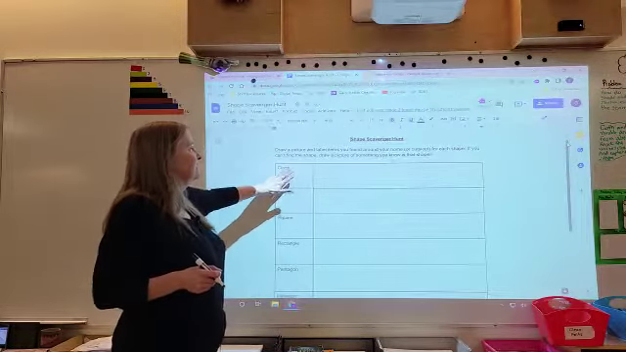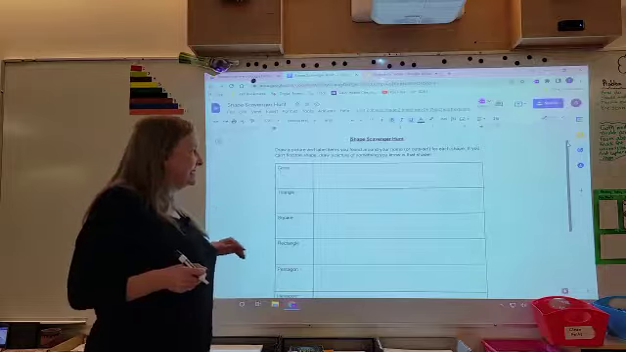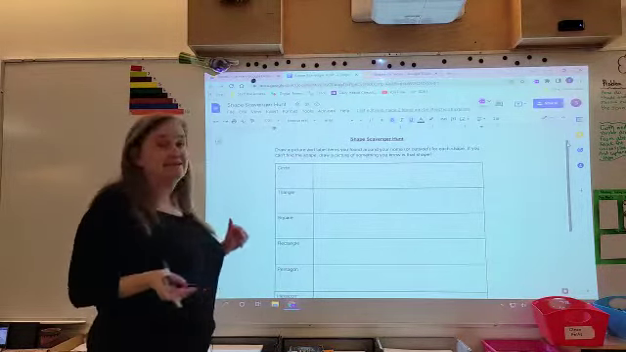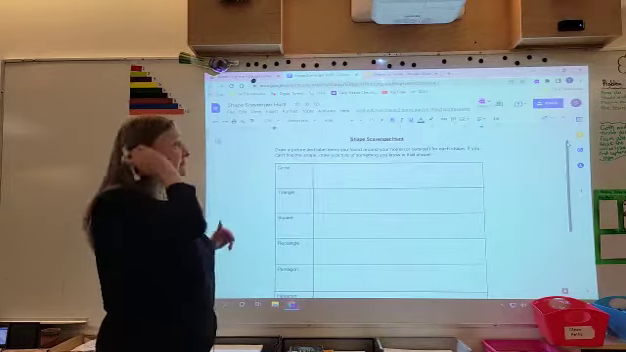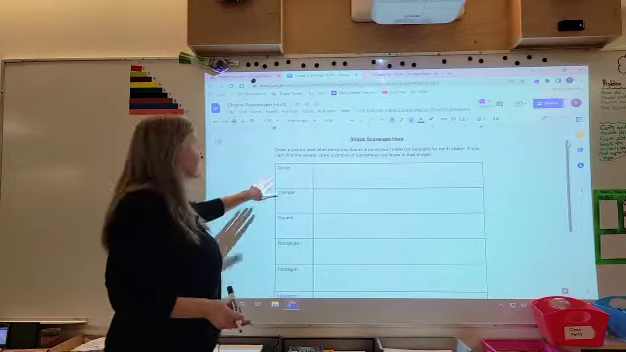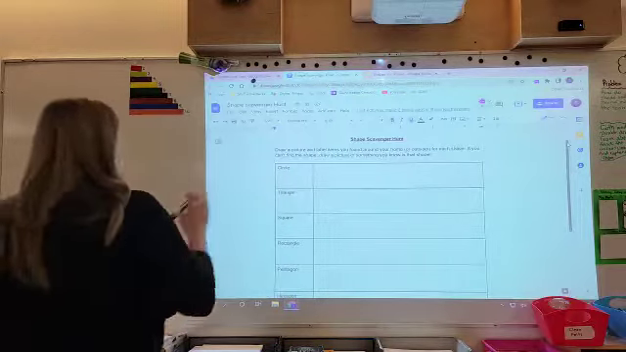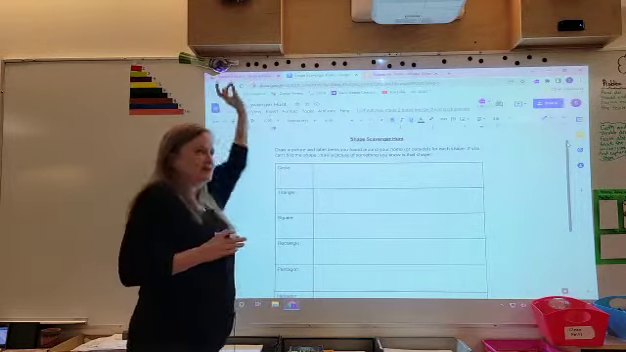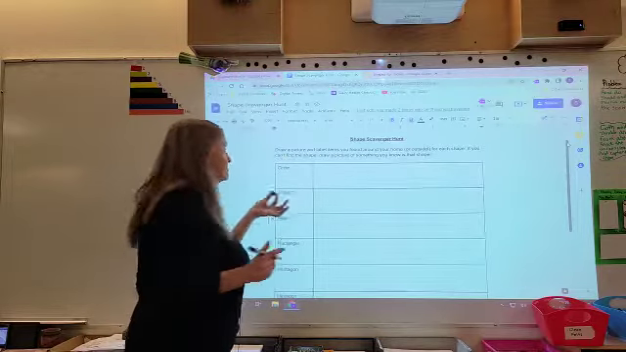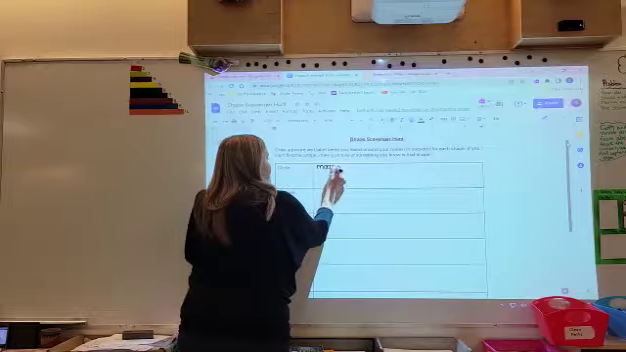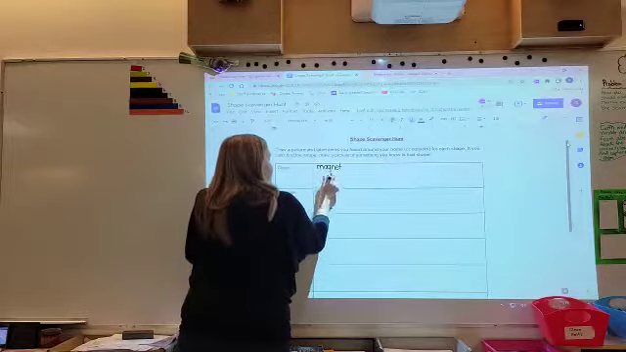You can see here it says draw a picture and label the items you find around your home or outside for each shape. If you can't find the shape, draw a picture of something you know is that shape. So for instance, we start with circle. I'm looking around. Oh, how convenient. There's a circle right here. It's a magnet. So I'm just going to write magnet and draw a picture of it.